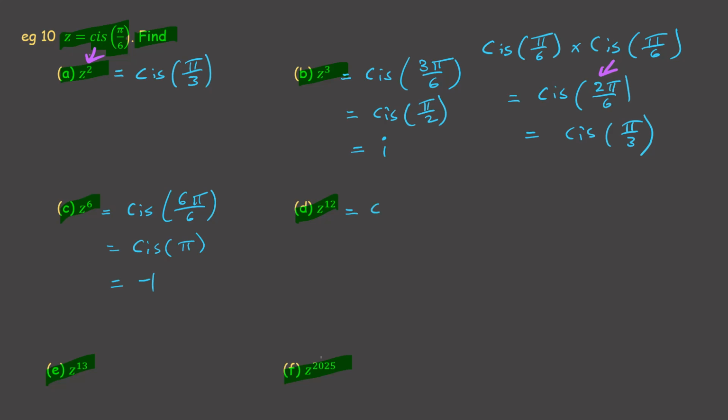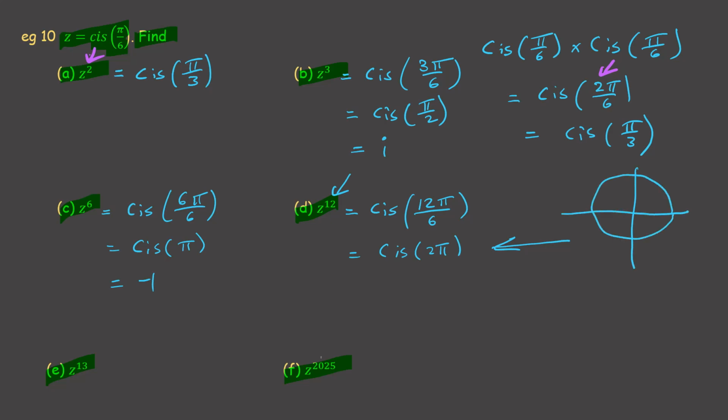Z to the 12 is cis 12 pi by 6, or cis 2 pi. This one's important. Remember this one. The power of 12, cis 2 pi, means we've gone all the way around and we're back to the start. Or not back to the start because we started with cis pi by 6, but we're back to just 1.